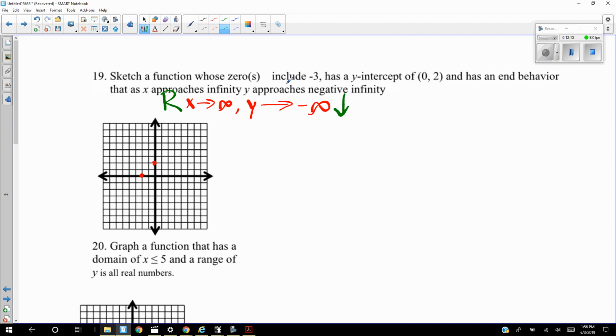You'll notice it uses the word include. The zeros include -3, so it could have multiple zeros, but it's at the very least got to have a 0 at -3 and a y-intercept. But the right end has to be going down. You technically don't even need a left end. I'm going to go and put one. There's a lot of different right answers on number 19.